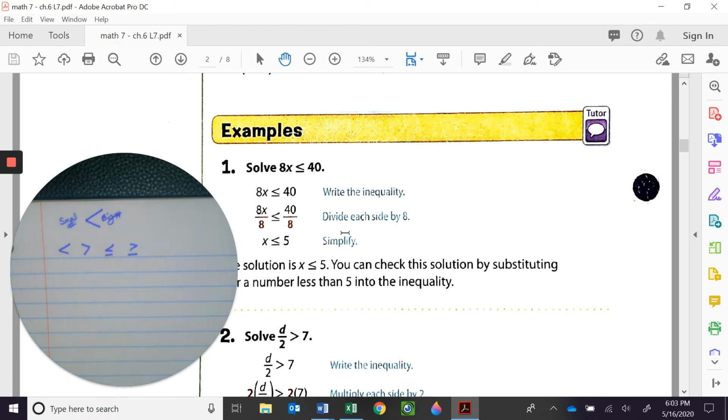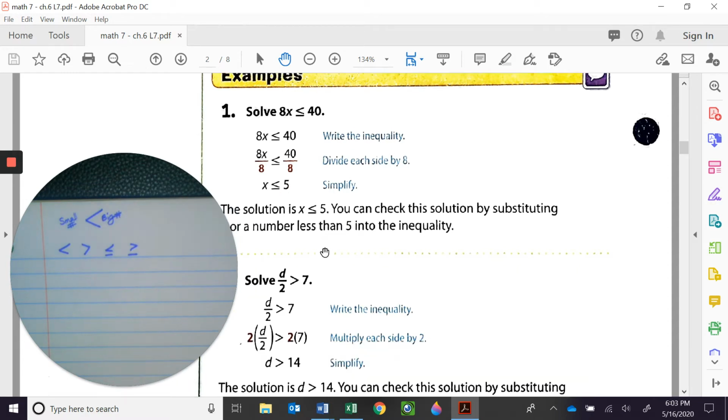So 8x is less than or equal to 40. That's what this says. 8x is less than or equal to 40. So we divide this kind of problem because this is a multiplication problem, and whatever we see, we have to do the opposite. So they're dividing by 8, and they get x is less than or equal to 5. So this is perfect. Okay, this is just fine.